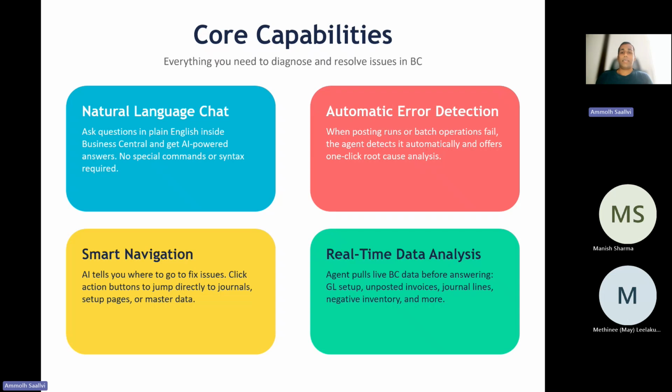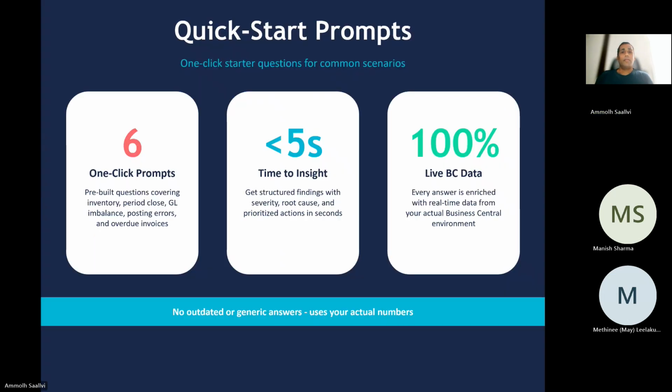Then there's real-time data analysis. The agent pulls your live Business Central data before answering, looking at any setups, posted invoices, journal lines, whatever setups are required for the posting. It will look at the setups and show the findings or resolutions for the particular errors. Okay, so quick start prompts on the screen. I've given some standard 6 prompts regarding inventory transactions and all the month-end things and everything.